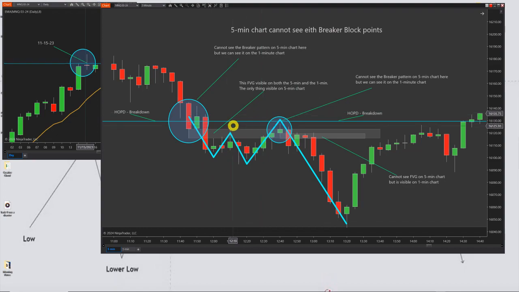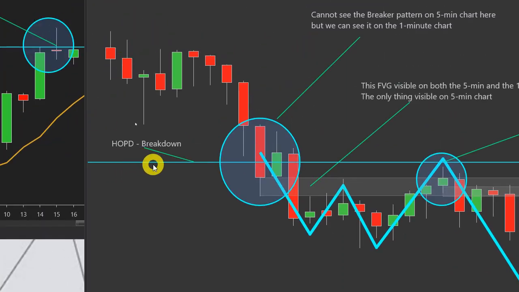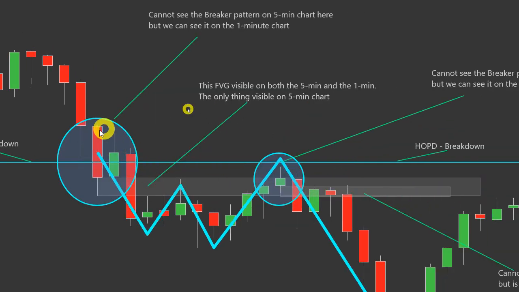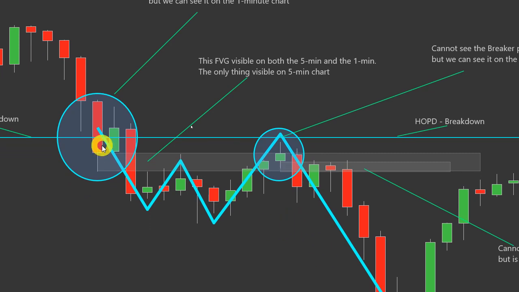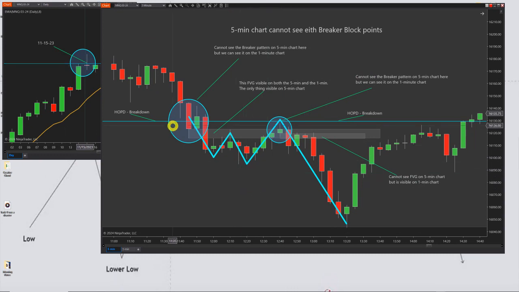All right, here is the previous high of day, right here. And price began to create bearish tendencies underneath it right here. This is the 5-minute. And in these circles, you cannot see them on the 5-minute chart, but you can see them on the 1-minute chart. There's what's called a breaker block. Okay, and we're going to show you that. I looked at a bigger breaker block here, and that's what this line right here is.